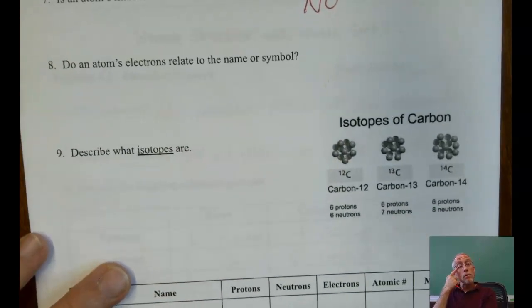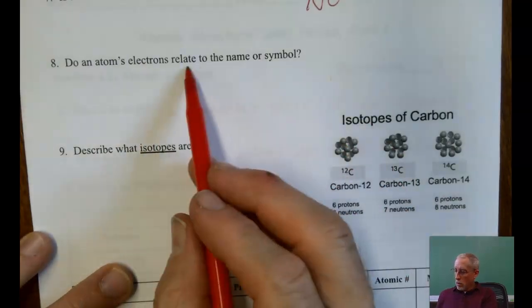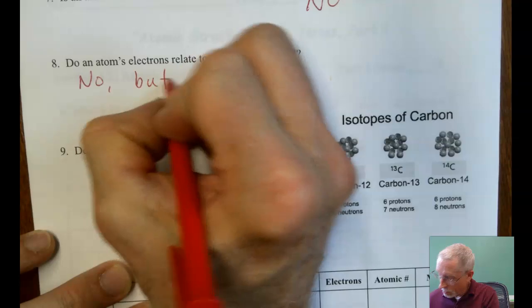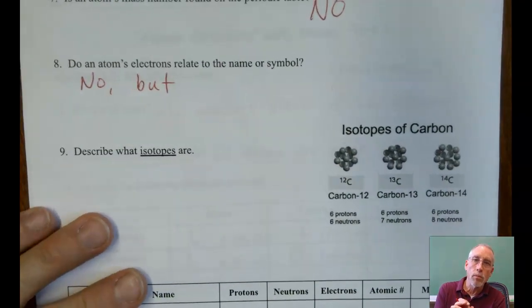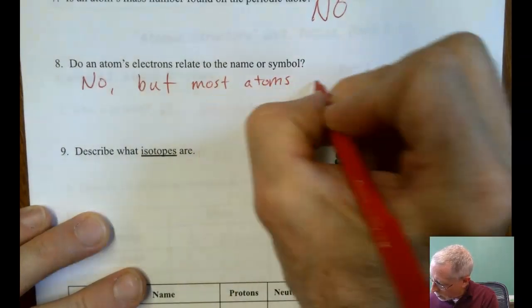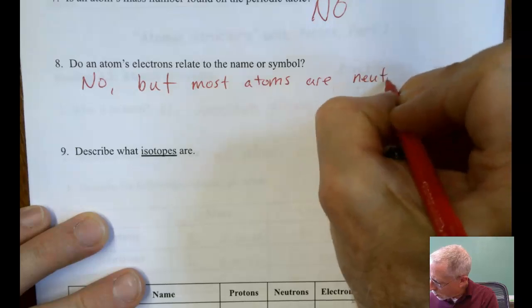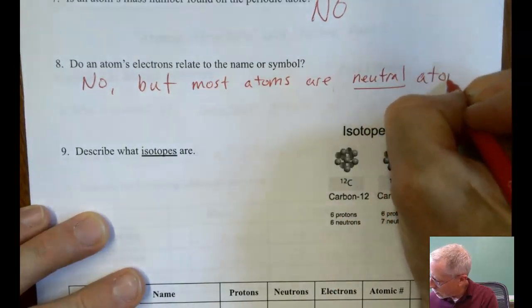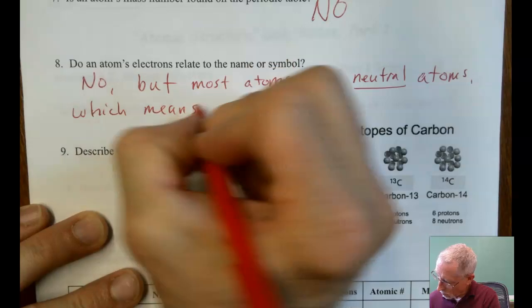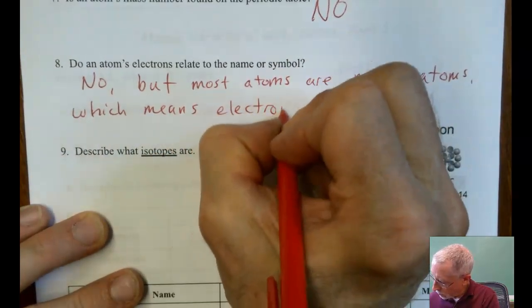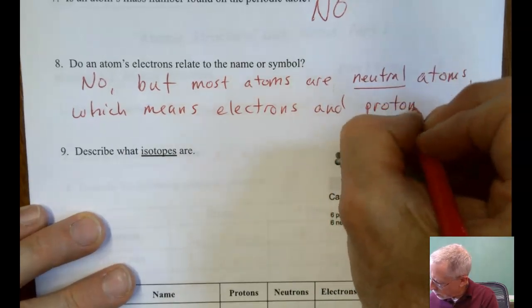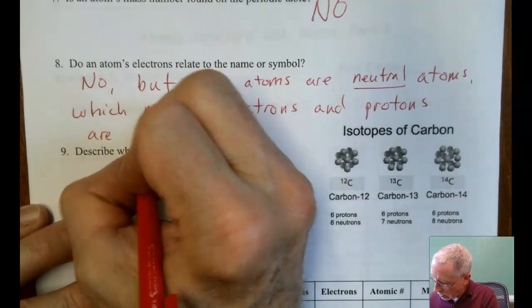Okay, how about the electrons? Is that related to the name or the symbol? So the short answer is no, but, and this in my class will almost always do this. Most atoms are neutral atoms, which means electrons and protons are equal in number.